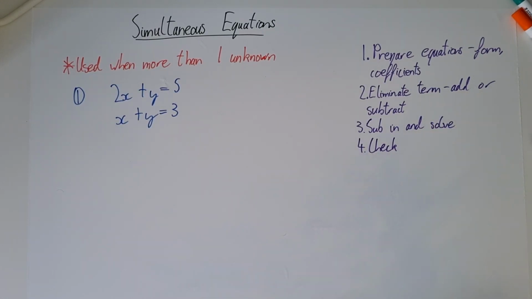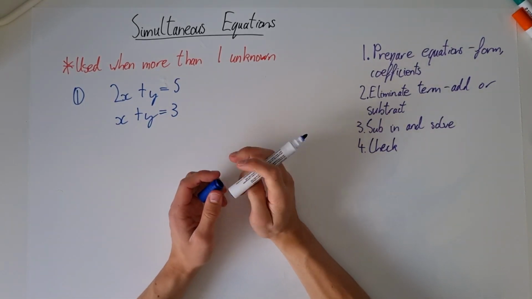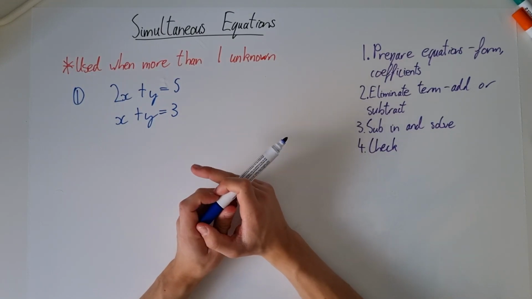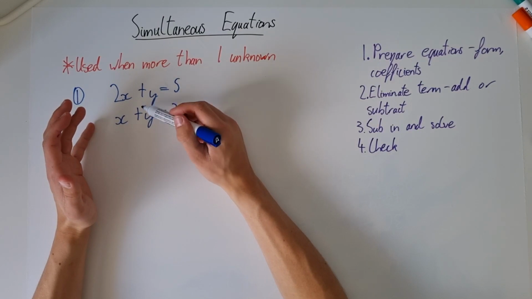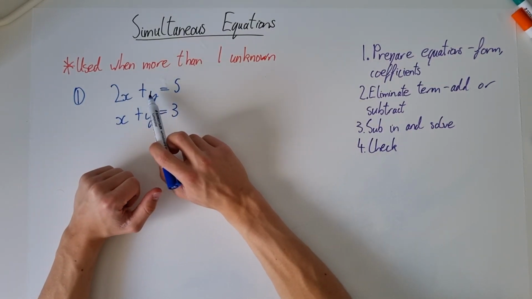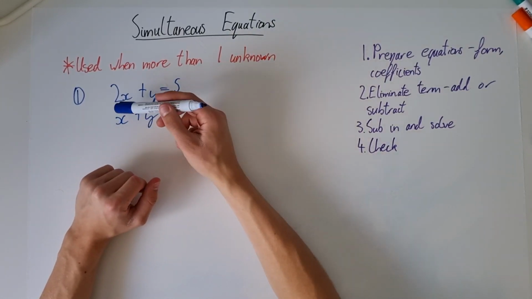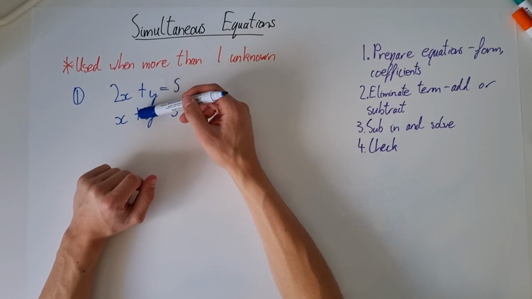Now, I get this is quite complicated because we haven't done it yet, but you'll see what I mean in this first example here. So first of all, preparing our equations, forming coefficients. To do this, when we take them away or add them, the coefficients of one of the variables, either x or y, have to be the same. So let's check if that's true. X, they're not the same. However, y, it is the same. They both have a coefficient of just 1.